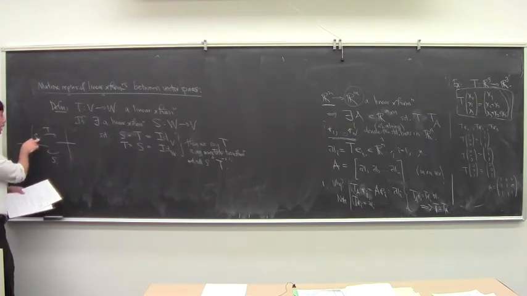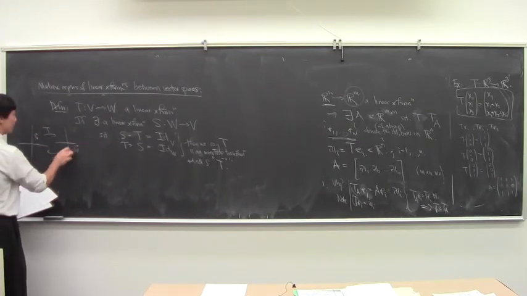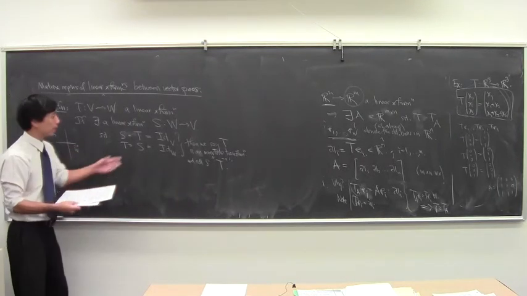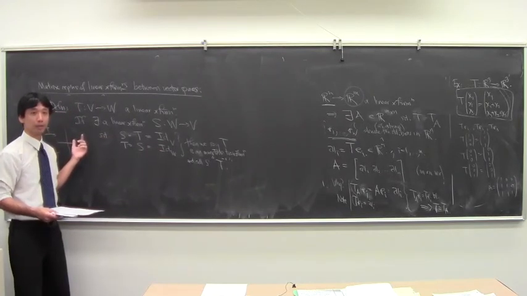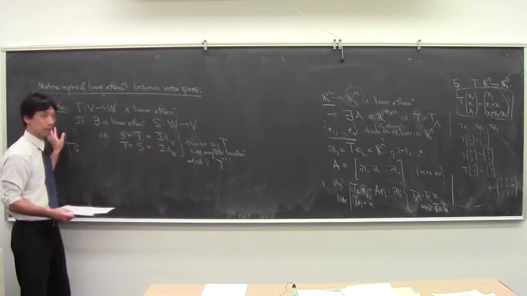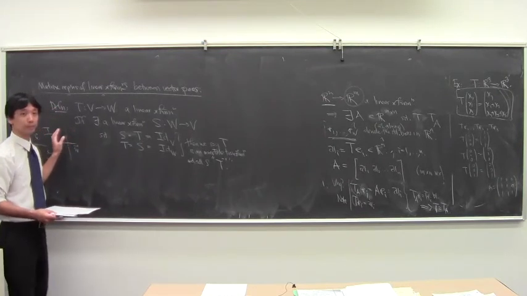And similarly, whenever you start off with something in here, you run it through S first, you run it back through T, and you end up where you started. If that happens all the time, then these guys are inverses of each other. Then we say the transformation is invertible.